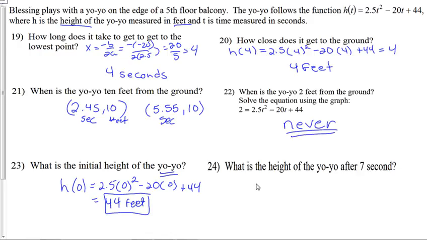Now, this one says 7 seconds. Okay, that's different from 2 feet. The feet was the height. Seconds is actually the time, t. So for this one, we're actually looking for this. Now, there's a couple different ways you can find it. You can use algebra, plug that into your calculator and do that whole mess.